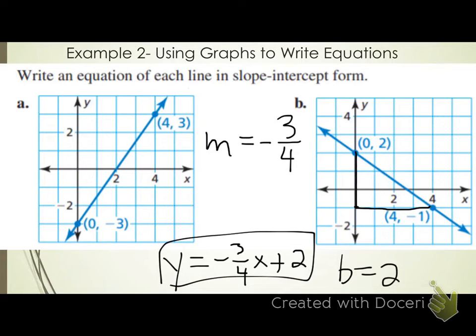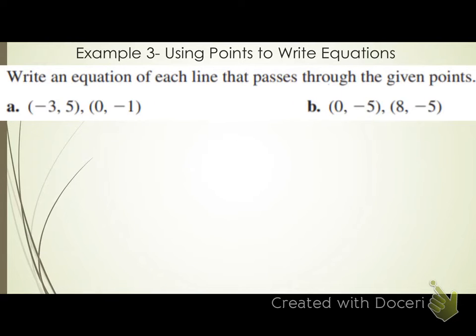Any questions on example 2, A or B? It's pretty easy so far? Can I move on? Here we go. Write an equation of each line that passes through the given points. On the first slide, we were given the slope and the y-intercept. Last slide, we were given the graph of the line. Now we're just given 2 ordered pairs that are on the line.